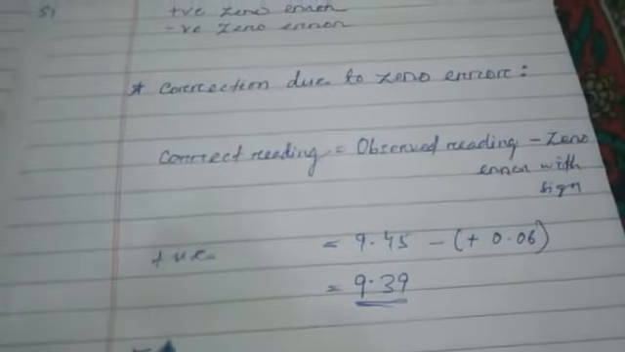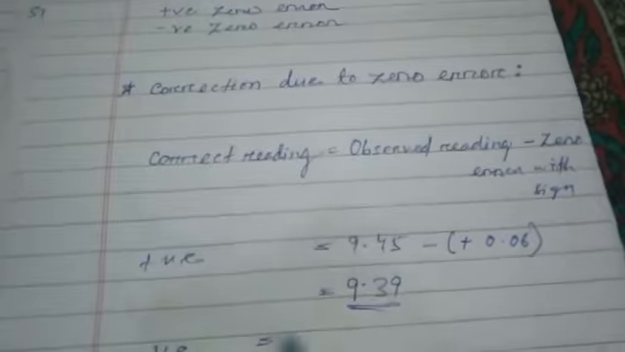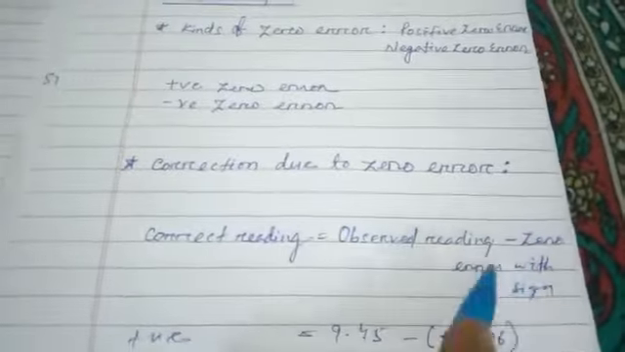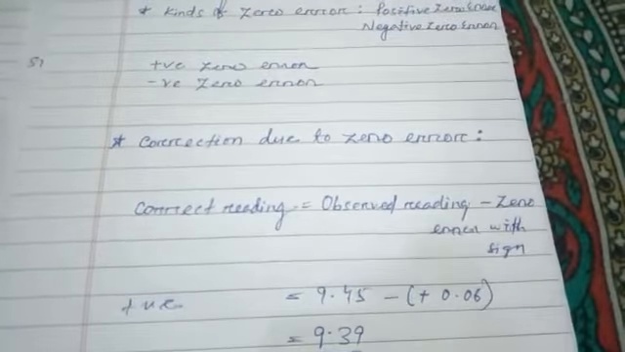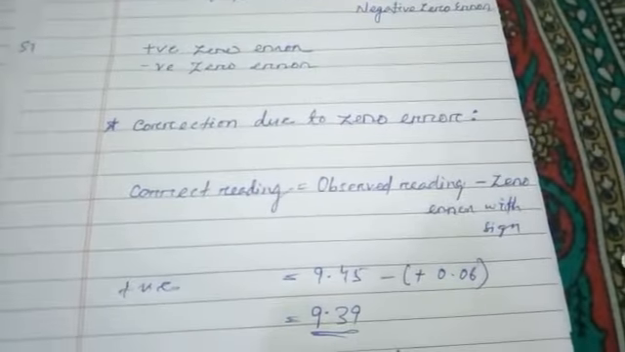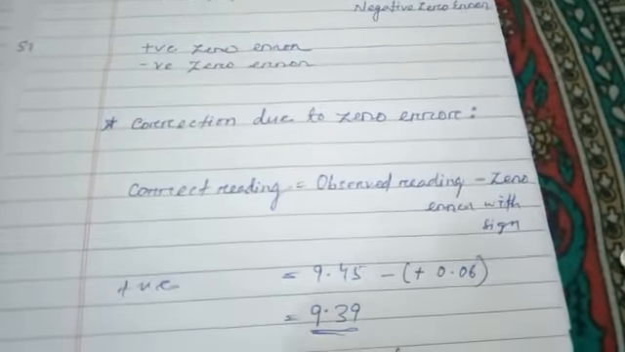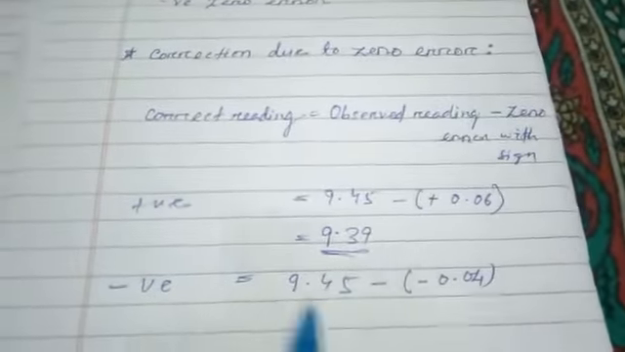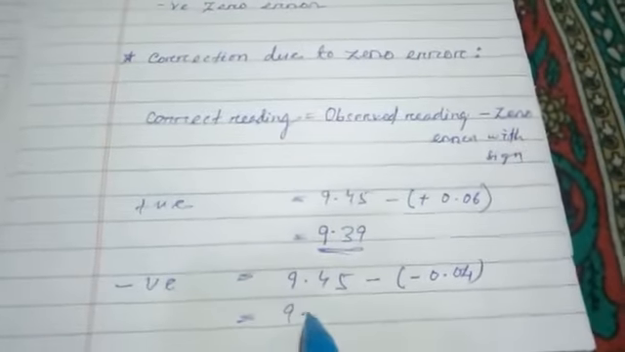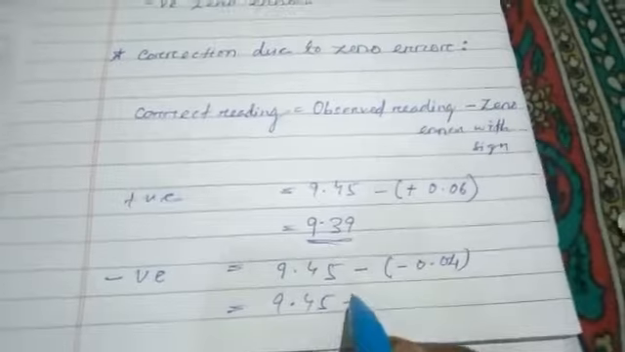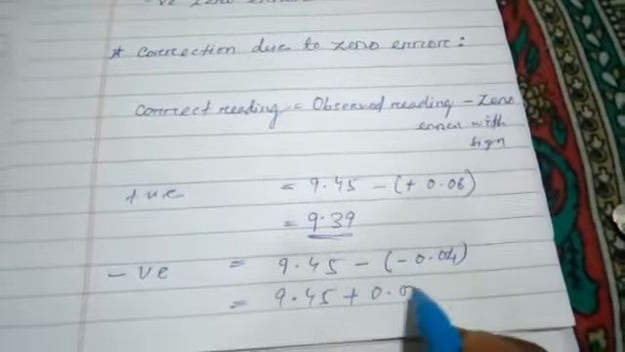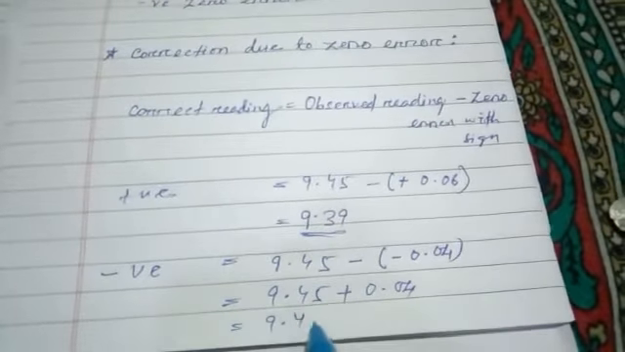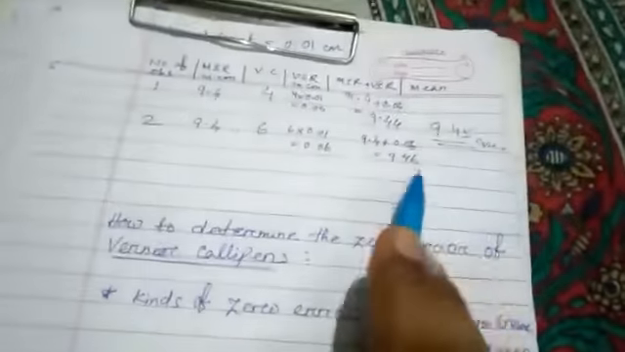But if your device has got negative error, in the negative error case I said to you, 9.45, your observed reading, minus the zero error with the sign. Minus zero error, how much did you get? It is 4. So 4 divisions means it is minus 0.04. Okay, in this case minus a negative reading means automatically it is added. So look at that, 9.45 minus of minus gives you plus 0.04. So you are getting the reading as how much now? 9.49.